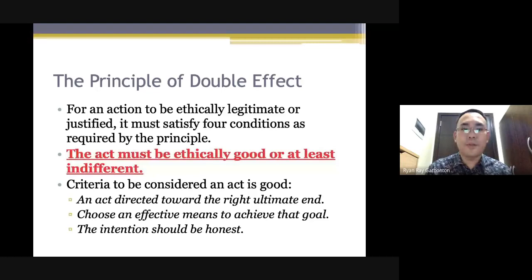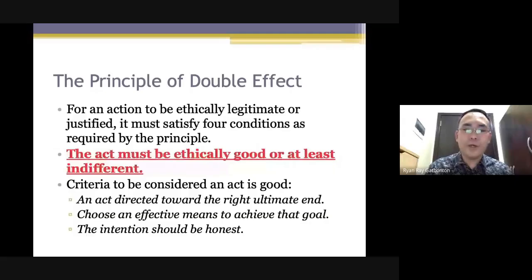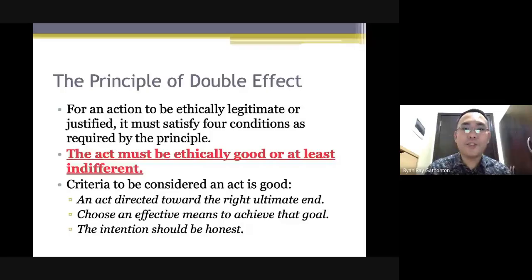action. Now, for an action to be ethically legitimate or justified, the first principle or condition that needs to be fulfilled is that, number one, the action in its object, in its form, should be ethically good, or at least indifferent. When we say indifferent, these actions are those that are not good, but not bad.